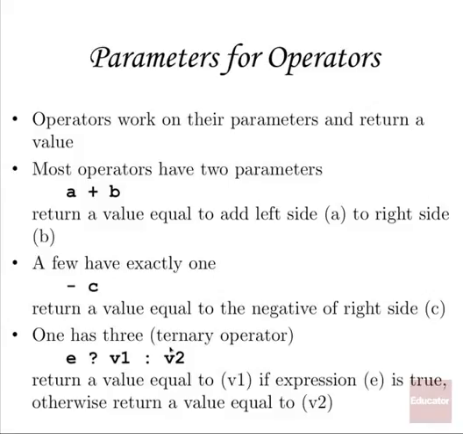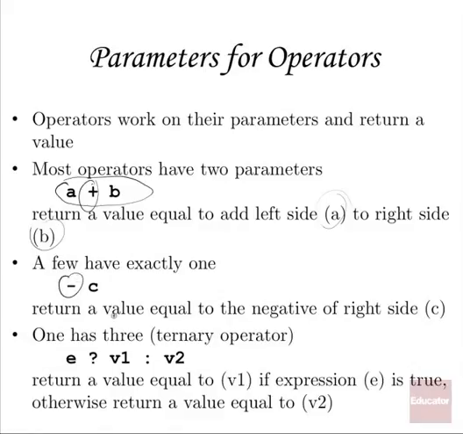All right, now, operators work on their parameters and they return a value. So most of them have two parameters. You've got A plus B. Plus is the operator. A is the one on the left. B is the one on the right. It returns a value that's equal to the left side, A, added to the right side, B. That may seem straightforward, but it gets more complicated later.